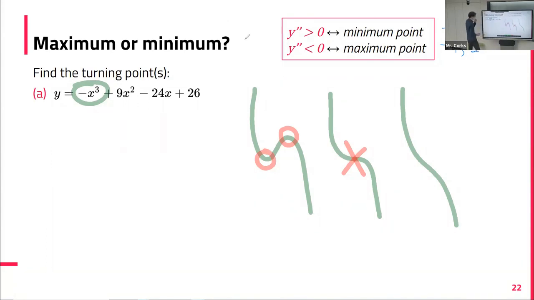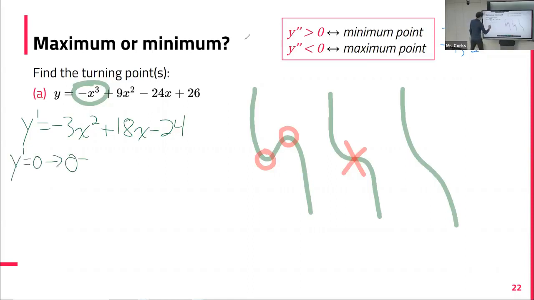All right, so let's do our derivative here. So y prime is equal to what? Plus 18x minus 24. We set this equal to 0. 0 is equal to -3x squared plus 18x minus 24. All right. So solving for this, solving for x is a little bit harder. We have a quadratic here. What are we going to do first?